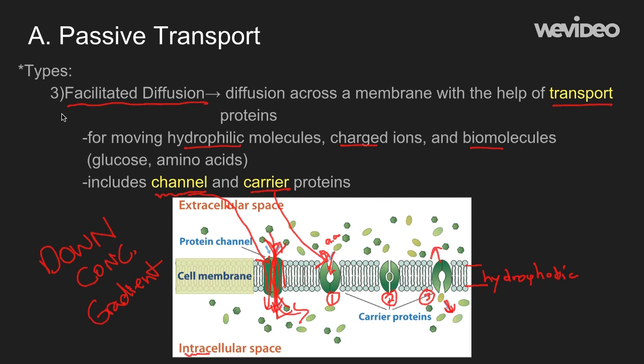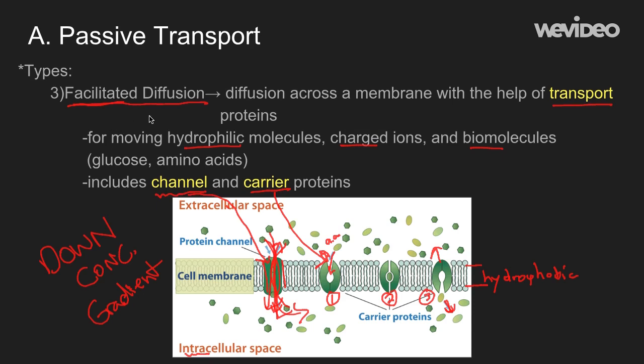So facilitated transport, you're still going down a concentration gradient, but they have little helper molecules for things that might be charged or hydrophilic, some of the biomolecules that we talked about in chapter 2. So remember, these are all passive transport. Moving down the concentration gradient does not need any energy from the cell. The molecules just naturally spread out from high to low concentrations.